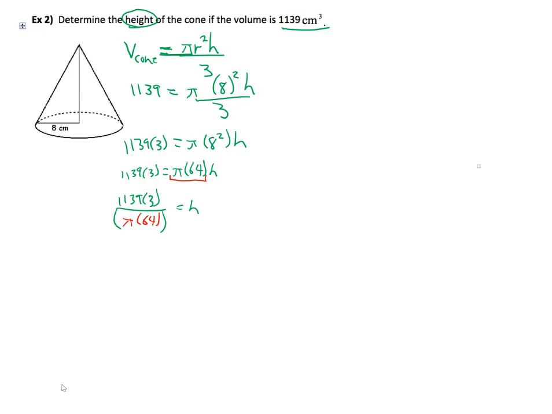So it'll be 1,139 times 3 divided by bracket pi times 64 end bracket, and that should work. And that'll give you h. If you got 17, you are correct. It's 17 centimeters is equal to h. And that's all there is to it. All right, let's move on to the next question.